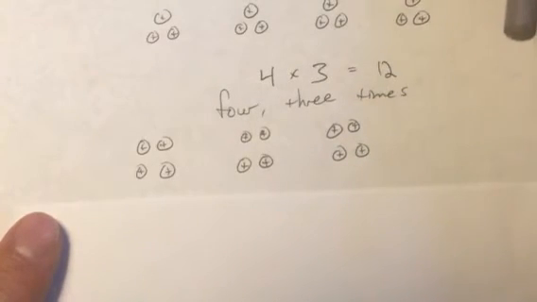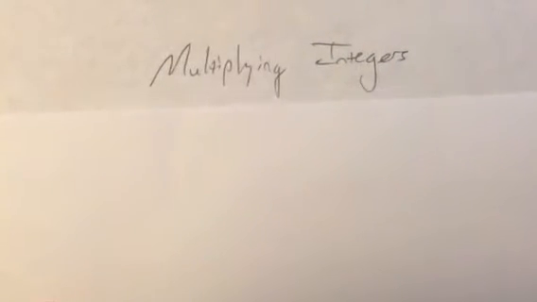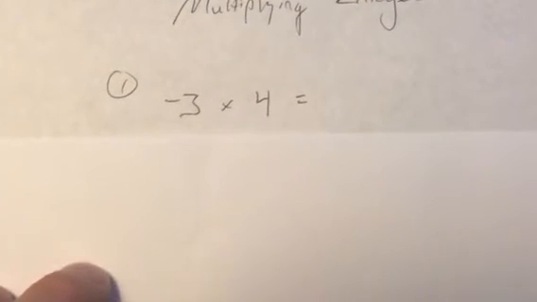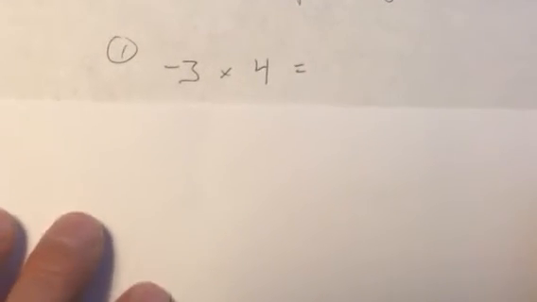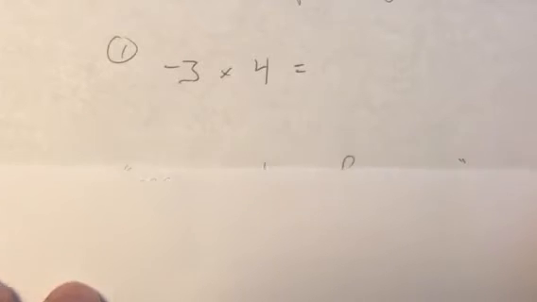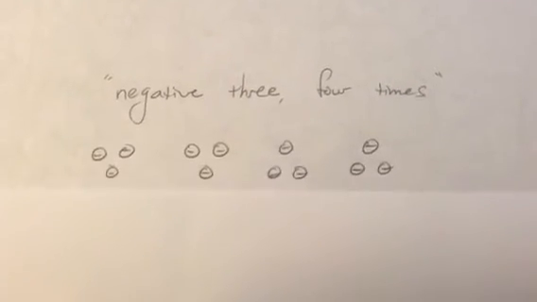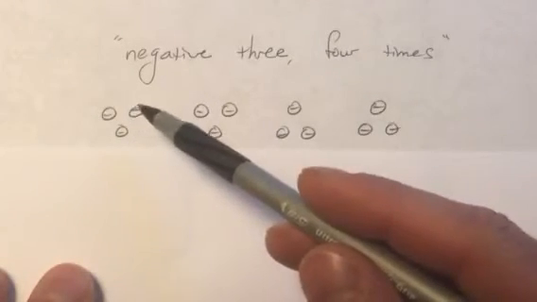Now, why do I bring that up? Because it's useful when you are trying to wrap your mind around multiplying integers. So here we go. Multiplying integers, I'm going to give you this problem: -3 times 4. But if instead you read it as -3 4 times, well, now instead of positives, you've got negatives.